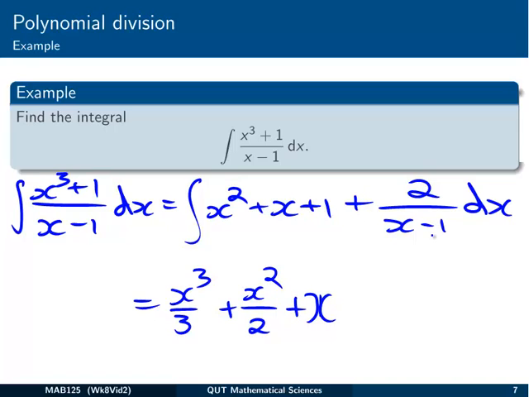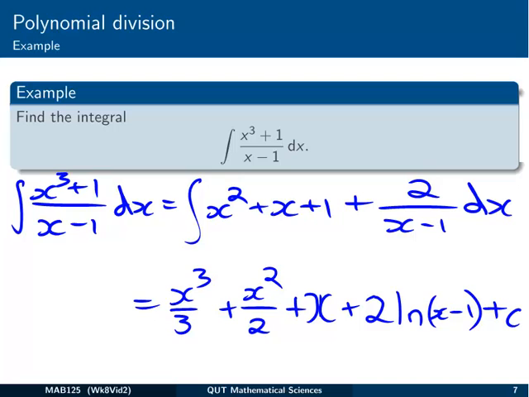Now the integral of 2 over x minus 1, that's going to be that 2 comes out as a constant multiplier, and the log of x minus 1. And don't forget your plus c. So, done a little bit of polynomial division and shown that we can now integrate some of these improper rational functions by first dividing them and writing them as a polynomial and a proper rational function. So that's kind of the idea behind the polynomial division.